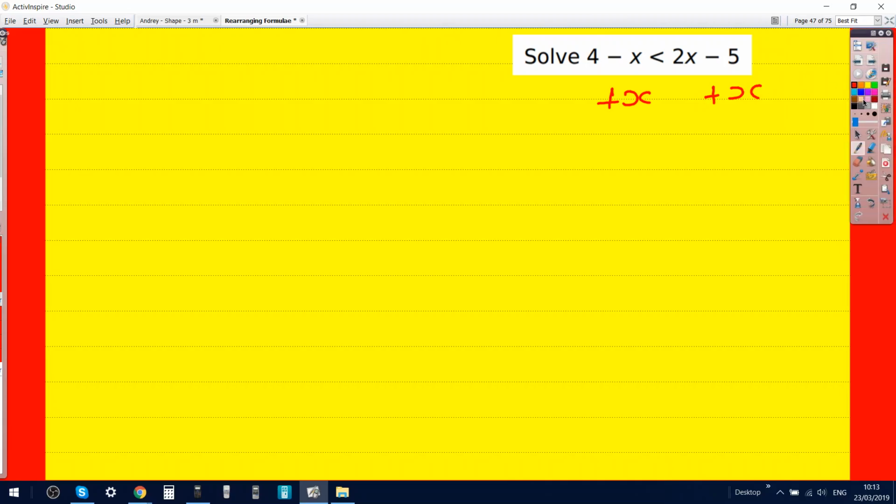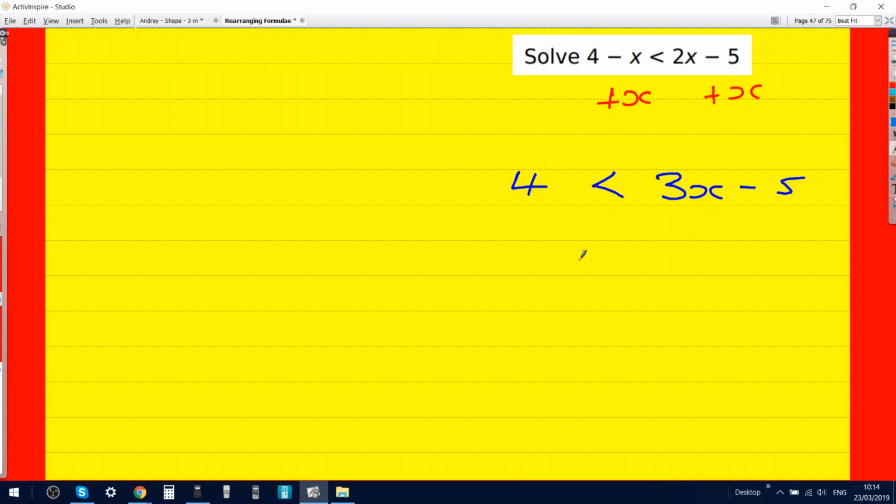Okay, so 3x minus 5 is less than 4. So then you add on the 5, which was 9, and then you divide it by 3. So x is less than 3. Well, 3 is less than x. Yeah, 3 is less than x. And so if you put the x on the left side, if 3 is less than x, then x is greater than 3.